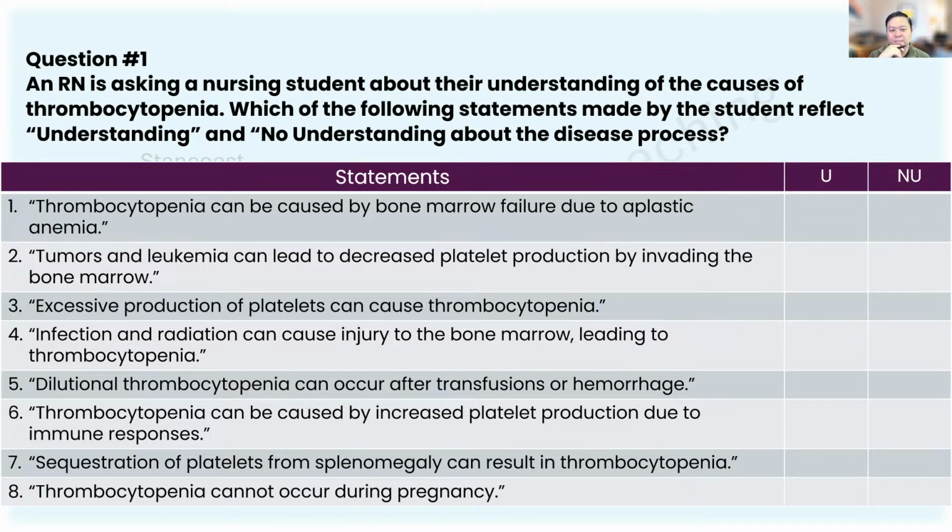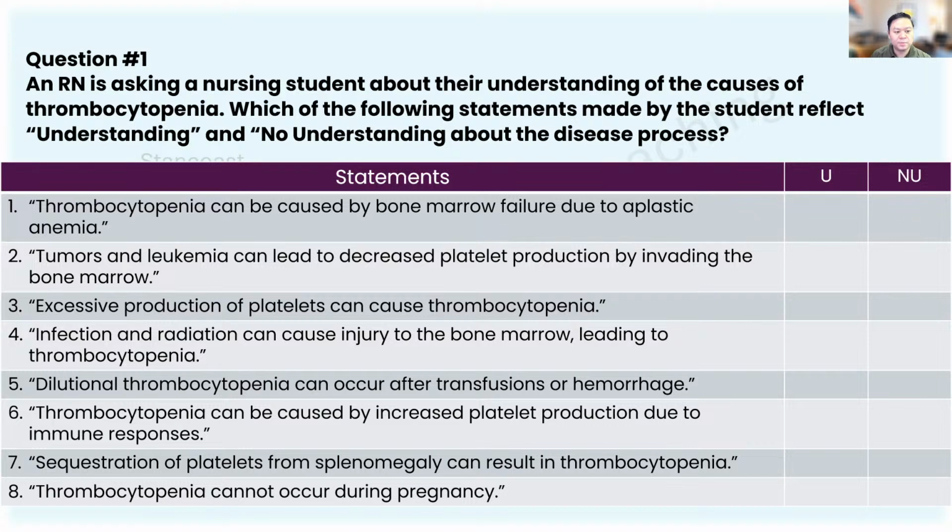Question number 1. An RN is asking a nursing student about their understanding of the causes of thrombocytopenia. Which of the following statements made by the student reflect understanding and no understanding about the disease process? Okay. The items involved here are the following.